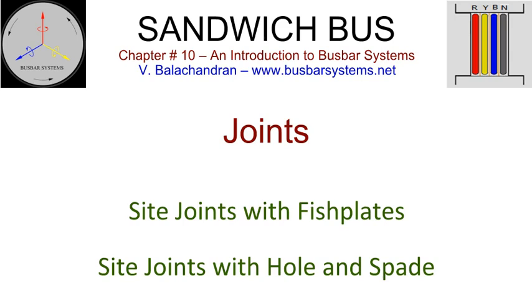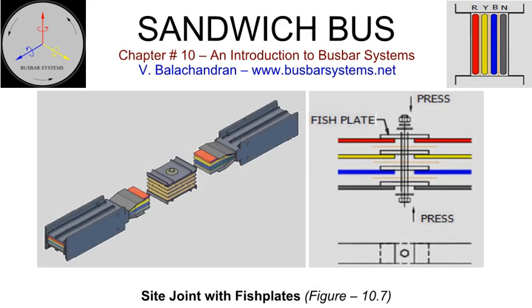Site joints with fish plates. Site joints with hole and spade. Site joint with fish plates. In the most popular design, the conductors of the adjacent sections are aligned and fish plates make the connection. In this method, the current gets transferred through 2 mating surfaces. Conductor to fish plate and fish plate to conductor. Manufacturers prefer this method for the following reasons. It makes the manufacturing of conductor easier as the profile at either end will be identical. Installation of the site joint is easier since there is a gap between the 2 adjacent sections of busways.